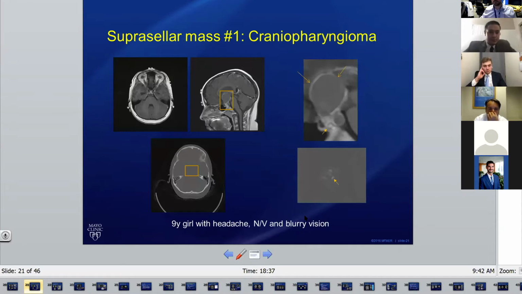So here's another example, very similar case. There's kind of a tiny nodular heterogeneously enhancing mass that begins in the suprasellar space, and it is associated with this fairly large cyst that extends up into the third ventricle, also with some mural enhancement. Now, on a CT scan or susceptibility weighted imaging, if you got that sequence with the MRI, you can see some speckled calcification, again, which is highly suggestive of a craniopharyngioma.